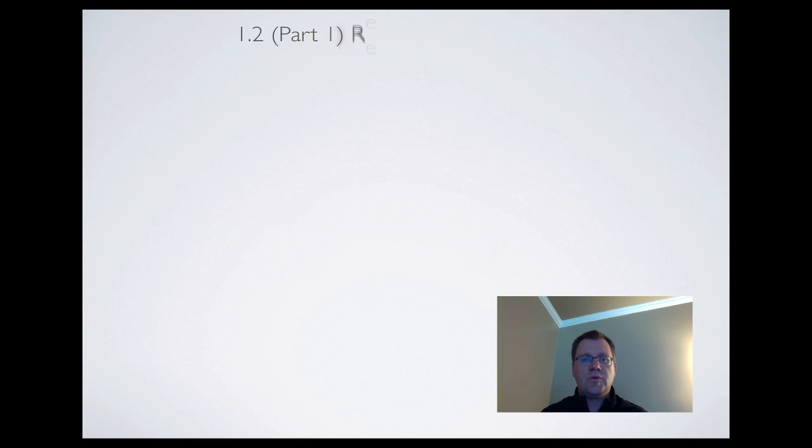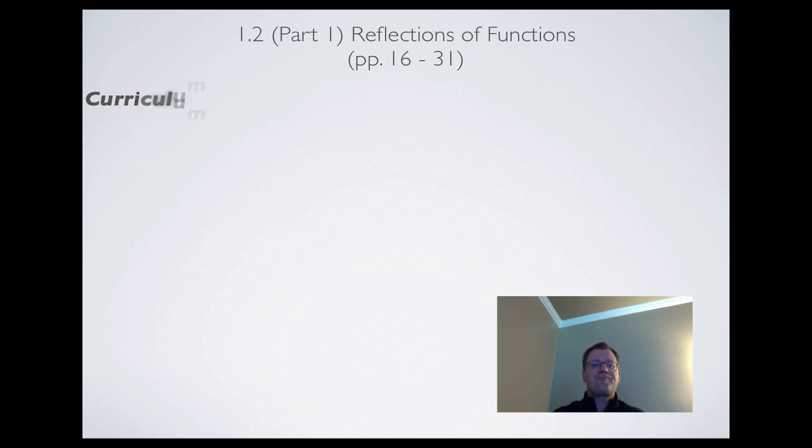All right, welcome to 1.2. We're breaking it up into two parts. Part one is called Reflections of Functions, and in your text it's on pages 16 to 31.